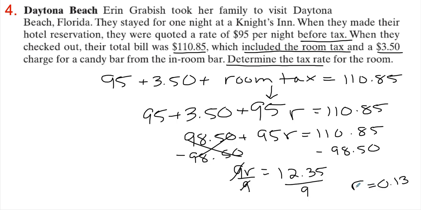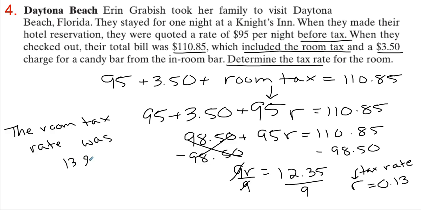0.13. So this is our rate, which remember rates are percentages, but when we take our rates or percentages out of our equations, we got to turn it back into a regular percent. So you're moving that decimal place twice. So that is a 13% tax rate. So we can say the room tax rate was 13%. And we have it.